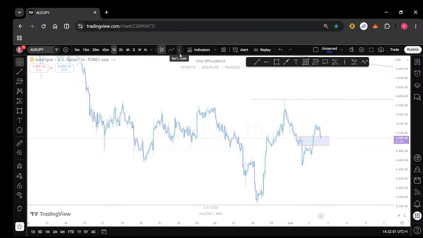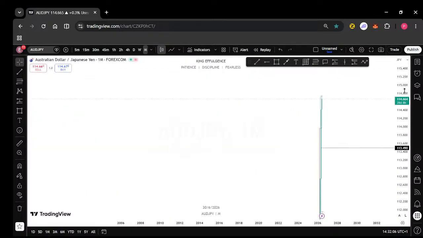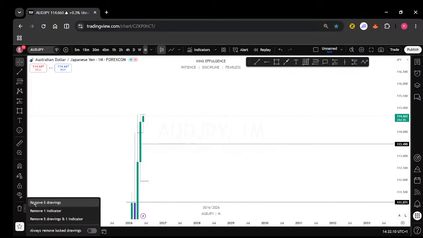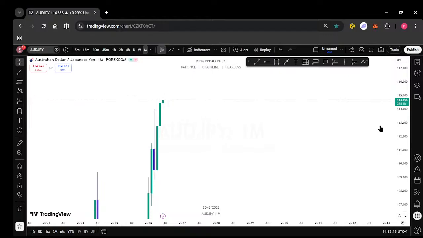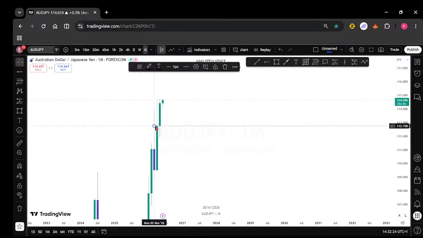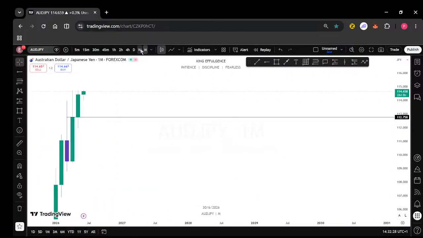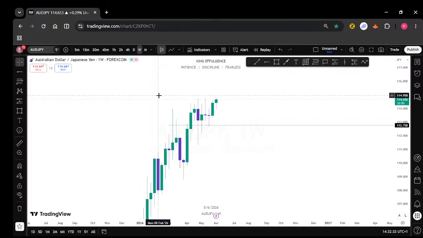AUDJPY. What do you have on AUDJPY? Price has been bullish every month. Every month has been bullish since the start of this year. So price already is at last month's high. Even if you are looking for a correction, it will be to this upper key level here.